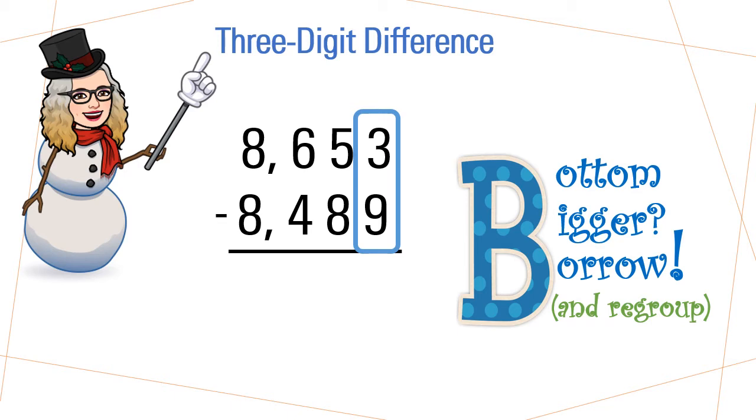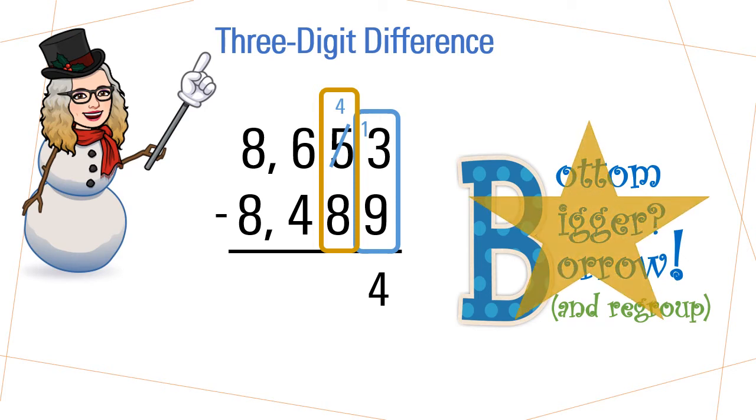So I move to the tens column to borrow 1 from that 5. I'm left with 4, and I bring a 1 over to make that 3 a 13. And 13 minus 9 equals 4. Now, when I move to the tens column, I see that the 8 is greater than 4. So once again, bottom bigger, we have to borrow and regroup. So now I'm going to move to the hundreds column and borrow 1 from the 6, which leaves me with 5. 1 comes over to make that 4 a 14, and now I have 14 minus 8, and that equals 6.